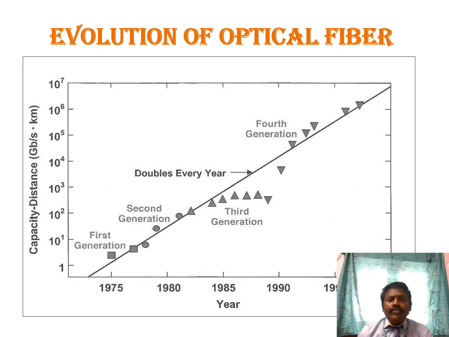Then this is the evolution graph of optical fiber. When you look into this graph, you can easily understand that during 1975 the first generation came, and in 1980 the second generation came with the capacity of 10 power 2, and 1985 the third generation, 1990 doubling every year, and now 1990 is the fourth generation. So from 1975 to 1990 there was a lot of evolution in optical fiber communication. Similarly, for long distance communication with single mode fiber, the loss is very low, so they achieved 0.2 dB per kilometer.